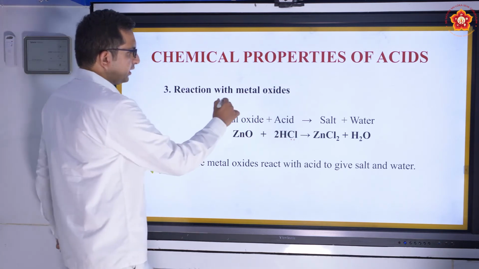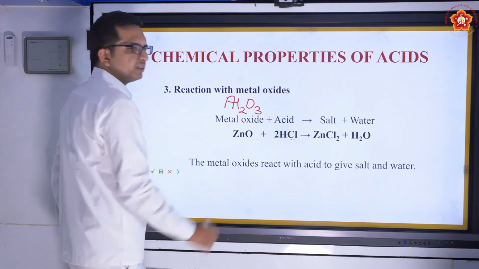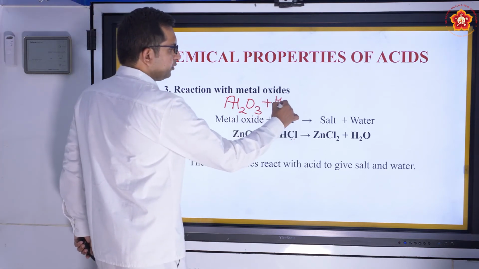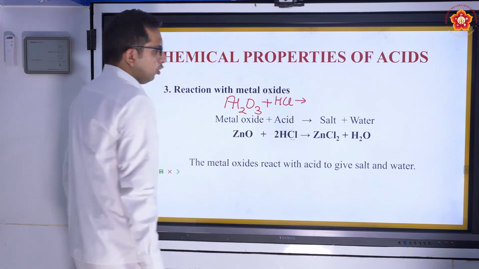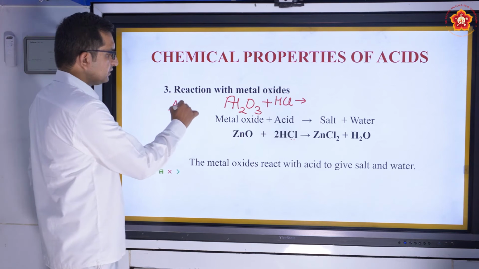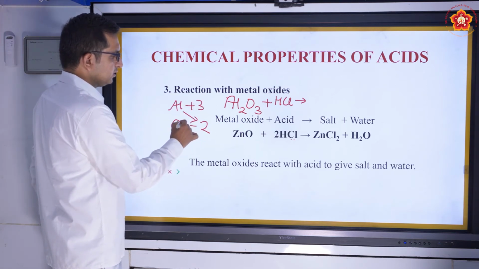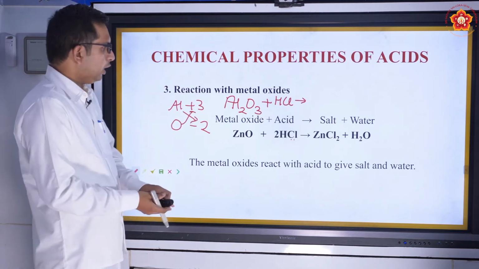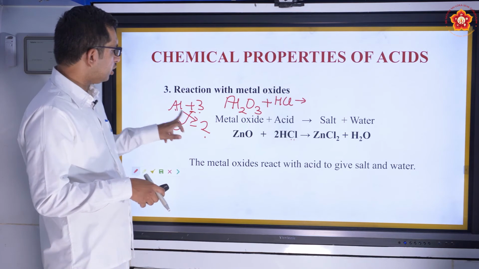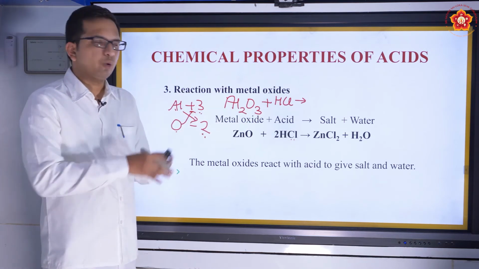Let me give you another example, where suppose I consider aluminium oxide, Al2O3. What is this Al2O3? Aluminium has a +3 state, oxygen has -2, and this is how you have crossed it. Aluminium with +3, oxygen with -2, and therefore you have Al2O3. React that with HCl. So what is the product?